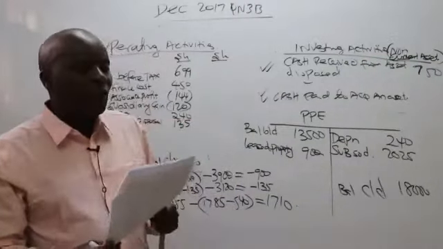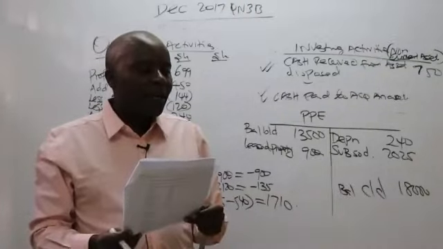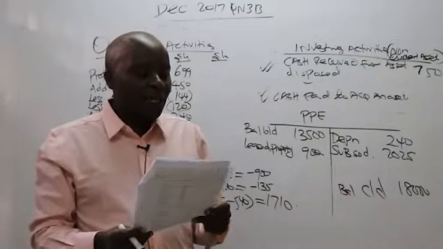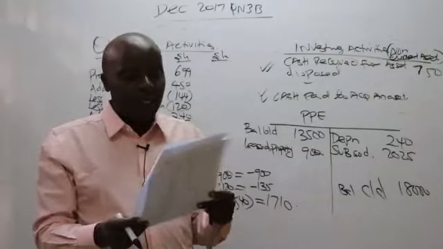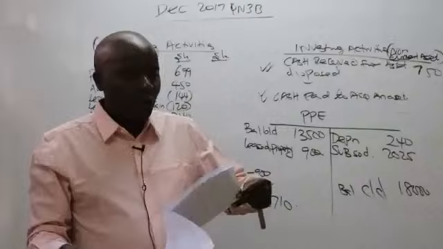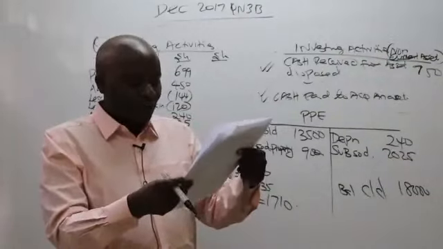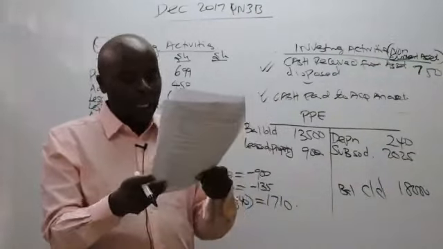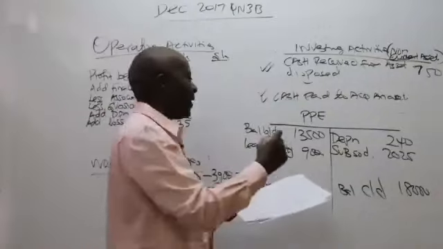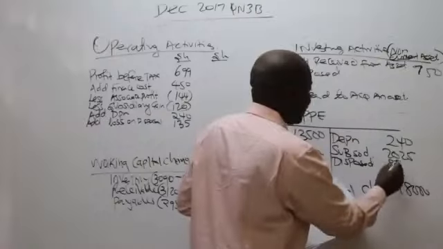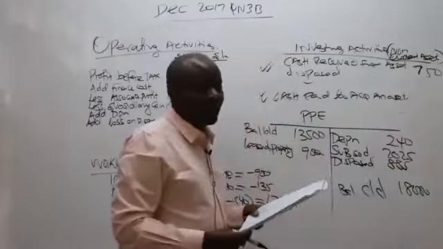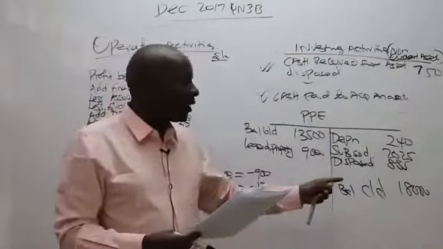Any other item that will affect our PPE? Disposed asset. Note number 2, we have a disposed item of property with a carrying value of 885. You guys are bright students. So the disposed asset is 885.